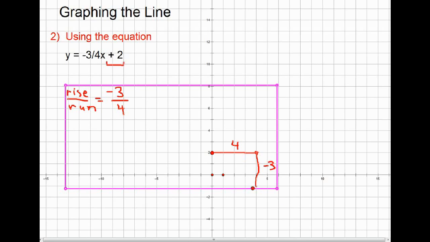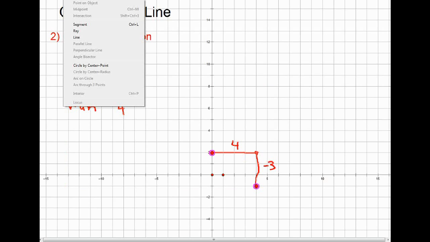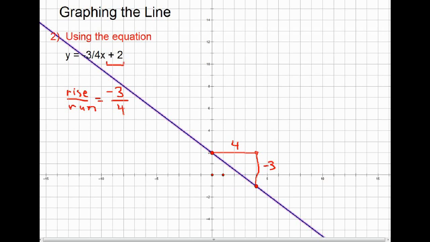And we could keep going, but it will make that line, which will now join together and get to go on forever in both directions. And now we've graphed that line, y equals negative 3 over 4x plus 2, by using the y-intercept and the rise and the run in the slope.